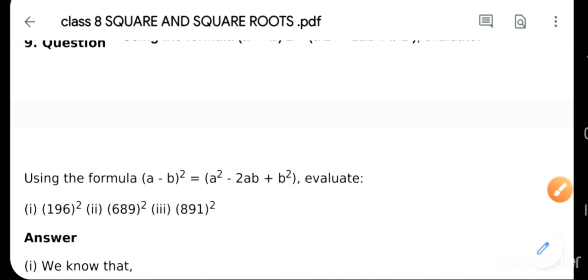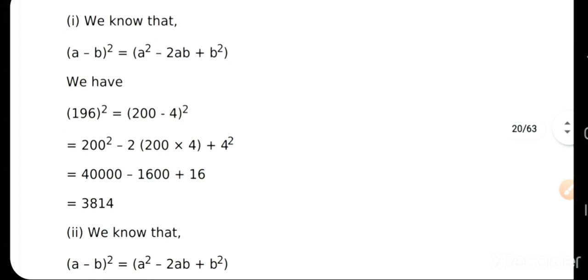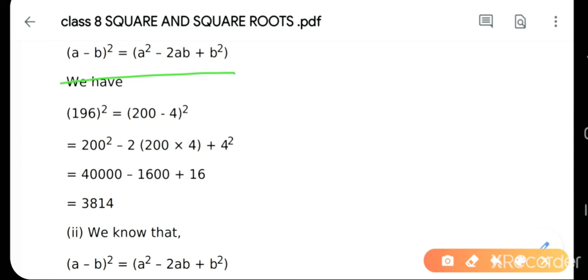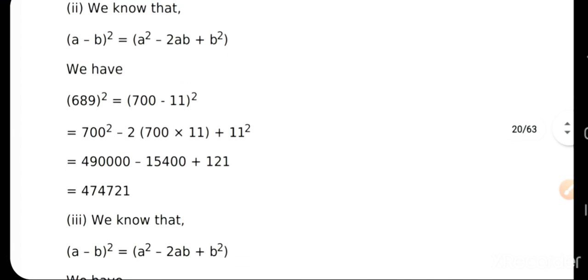196 can be expressed as 200 minus 4. Okay, and then using this formula, taking a as 200 and b as 4, we need to solve this. We need to expand it, find the square of 4, then 2ab, then you will have the solution of it. Fine. In the same way, you need to solve the rest of the questions of it also.